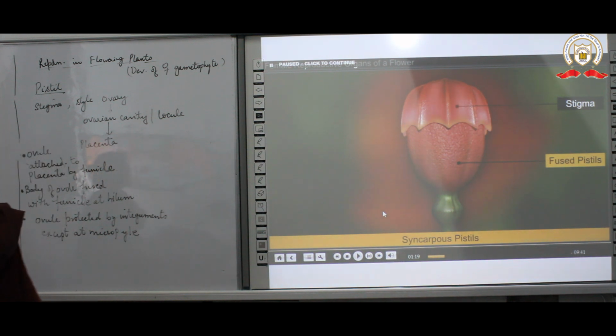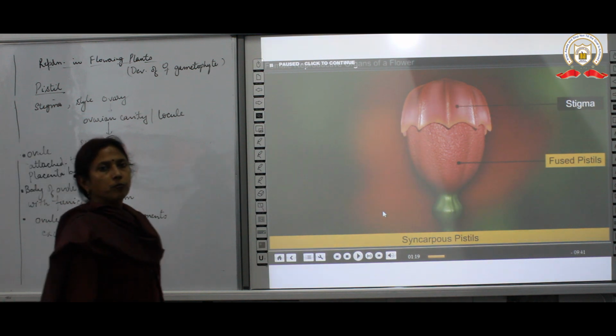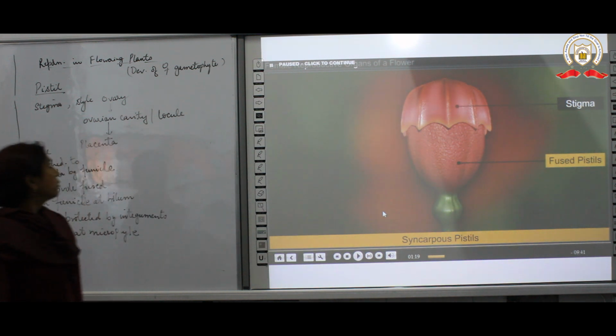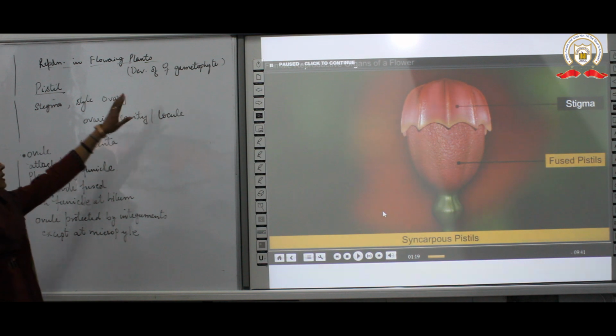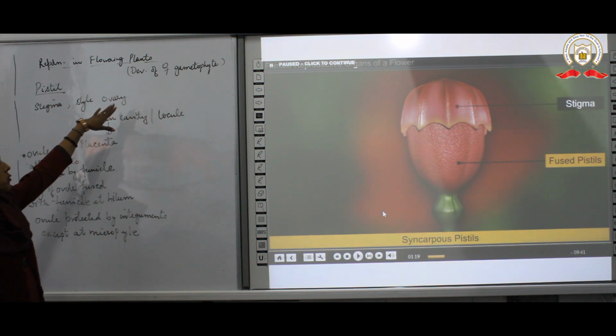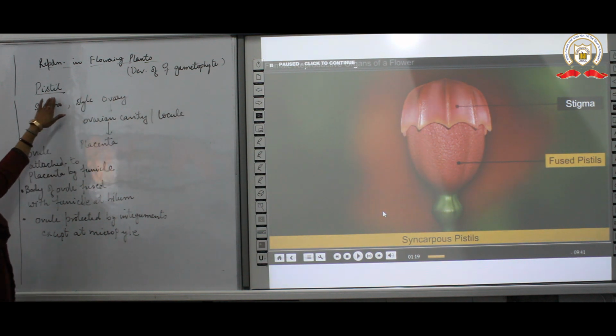Dear children, in the previous session we discussed the development of the male gametophyte. But now we are going to discuss the development of the female gametophyte. Since we are talking about flowering plants, you all know that the female gametophyte is a structure present inside the female sex organ, and that is the pistil.